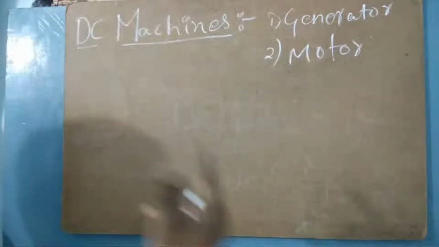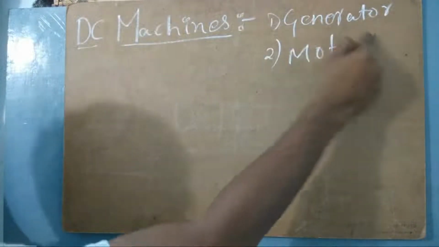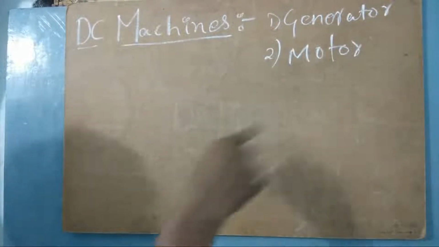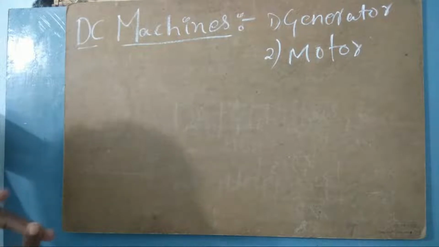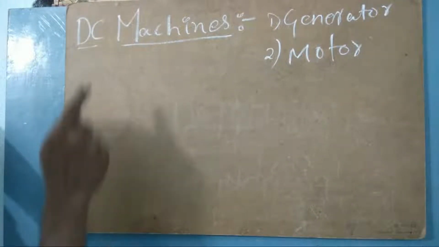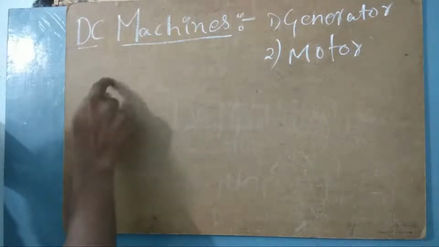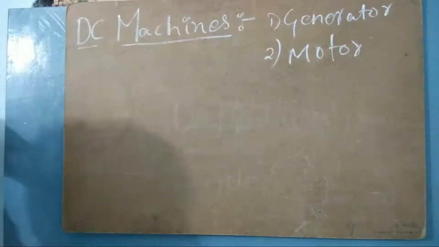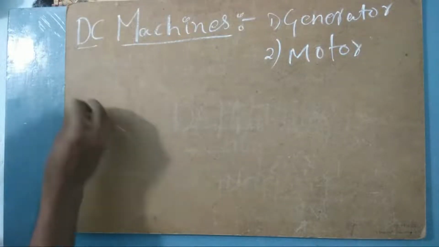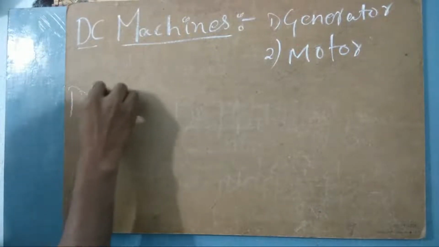Because when I say machine, it includes both generator and motor. When I say machine, it is nothing but it could be a generator or it could be a motor. So we have to start the basic concept of DC machines with its operation principle. We have to know the principle of operation and then we shall go on to further concepts. So let us go with the principle of operation.